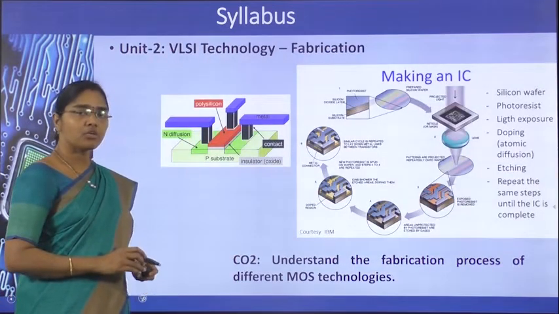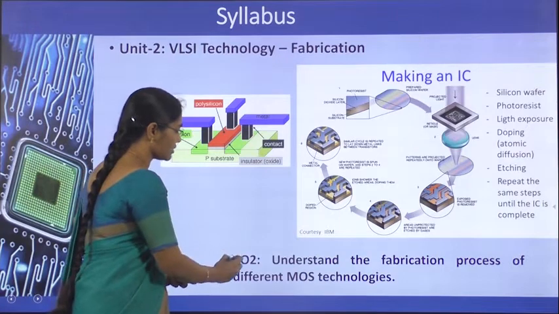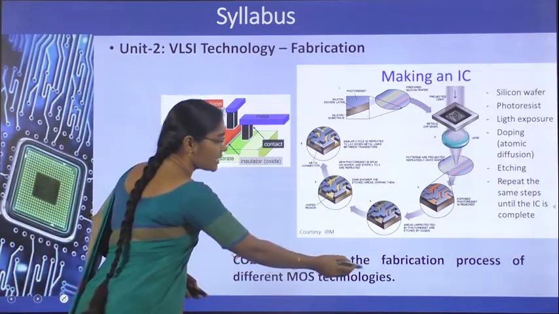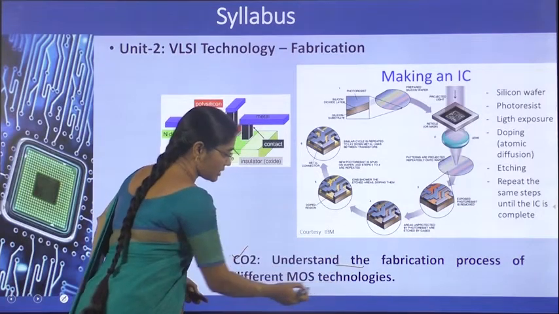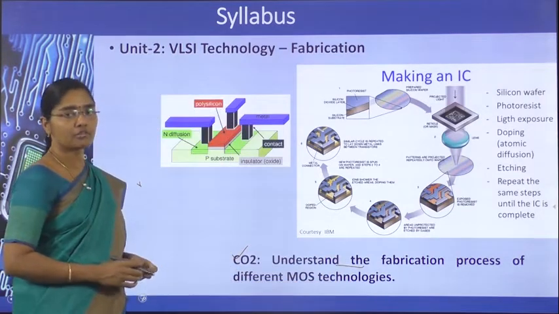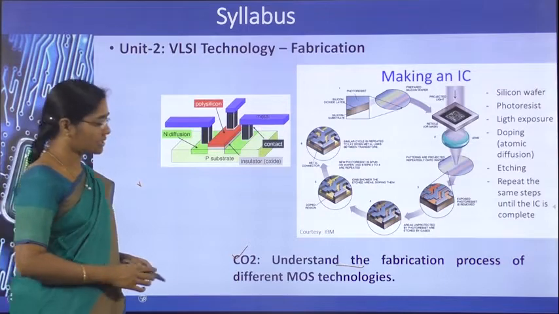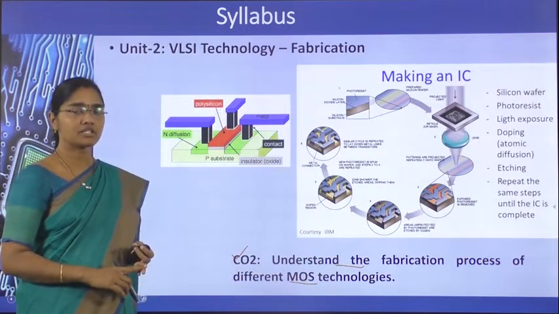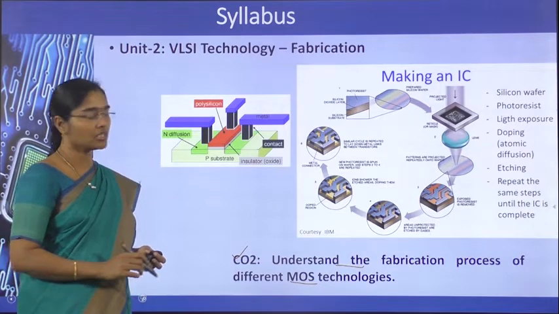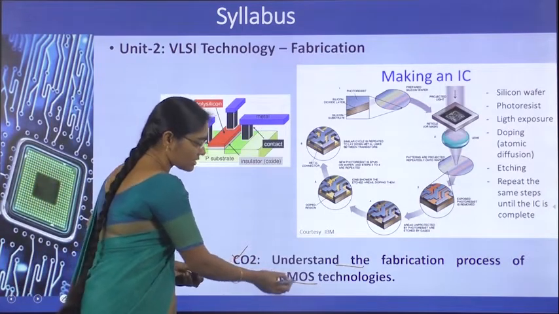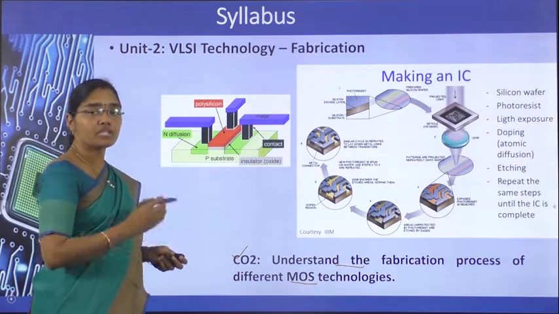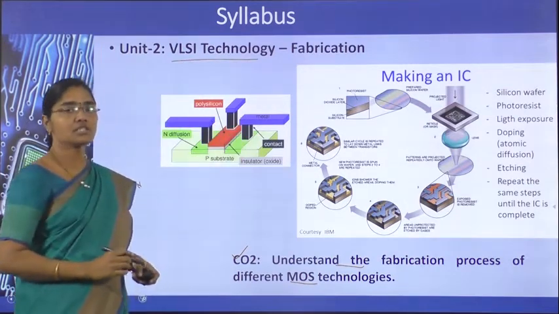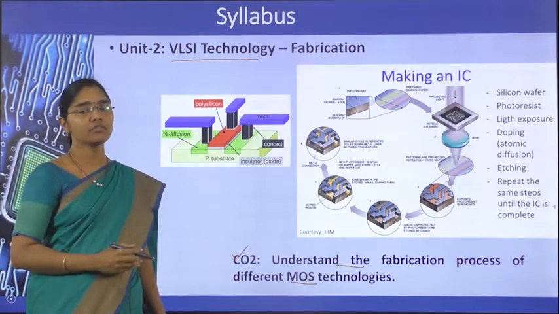Then second unit is designed to get the second outcome, that is understanding the fabrication process for the different MOS technologies. The MOS technologies used here are NMOS technology, CMOS technology and BiCMOS technology. For these 3 MOS technologies, the fabrication process is going to be covered in the second unit. That is, the second unit covers entirely the fabrication part.